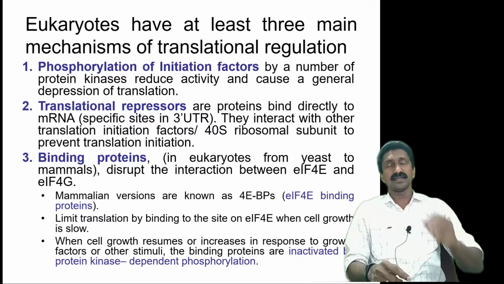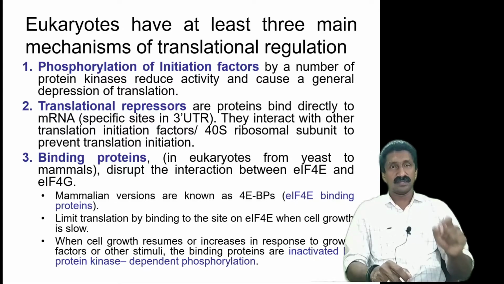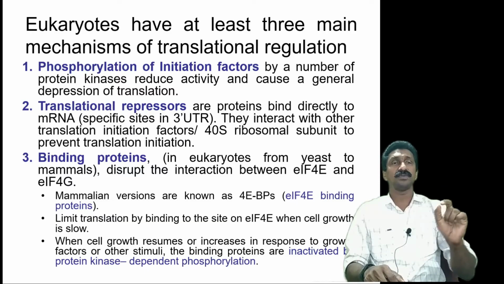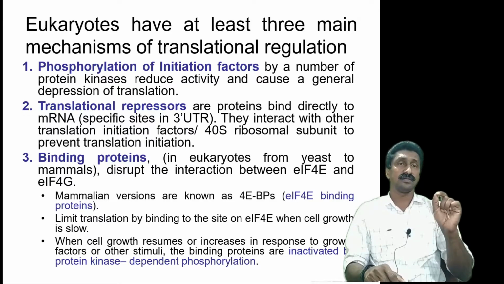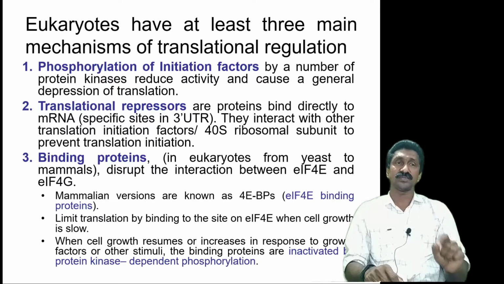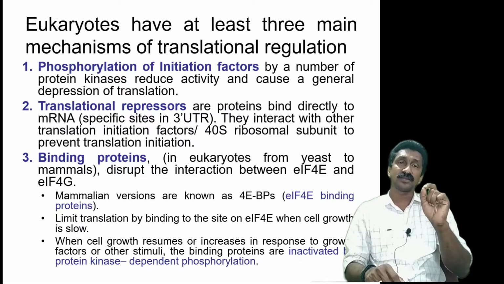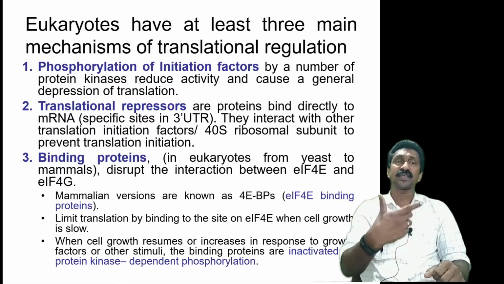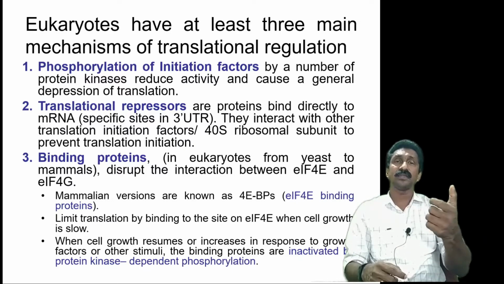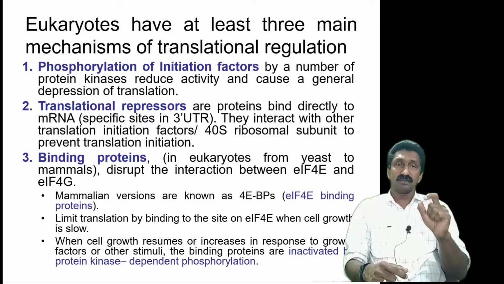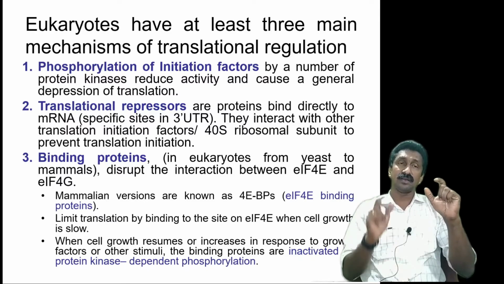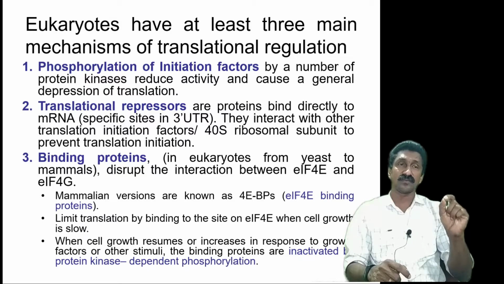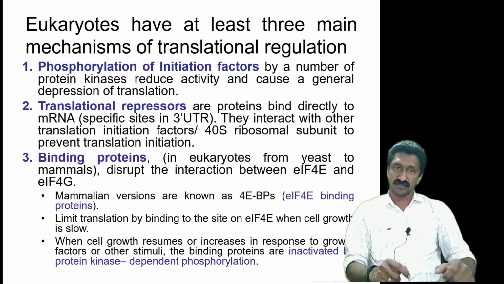The third category is binding proteins, and in eukaryotes from yeast to mammals, these binding proteins disrupt the interaction between eukaryotic initiation factor 4E and eukaryotic initiation factor 4G. So binding proteins, that is the third category, disrupt the interaction between initiation factor 4E and 4G in eukaryotes. The mammalian versions are known as 4E-BPs, or eukaryotic initiation factor 4E binding proteins.